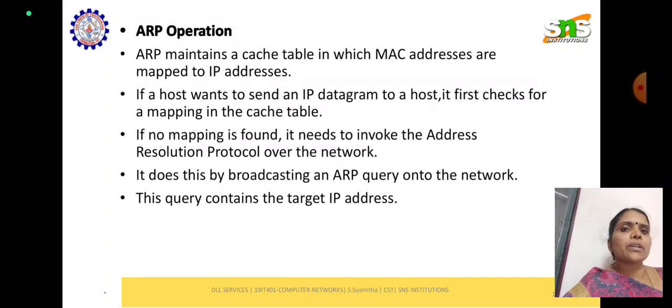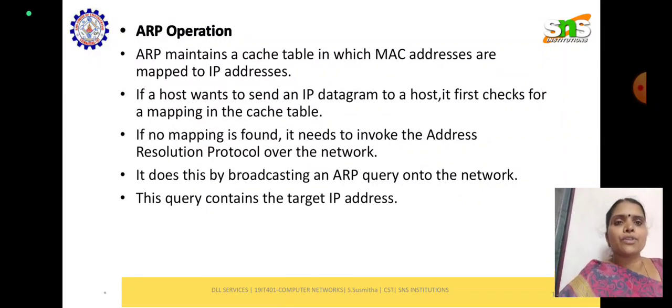ARP operation. It maintains a cache table in which MAC addresses are mapped to IP addresses. If a host wants to send an IP datagram to a host, it first checks for a mapping in the cache table. If no mapping is found, it needs to invoke the Address Resolution Protocol over the network. It does this by broadcasting an ARP query onto the network.